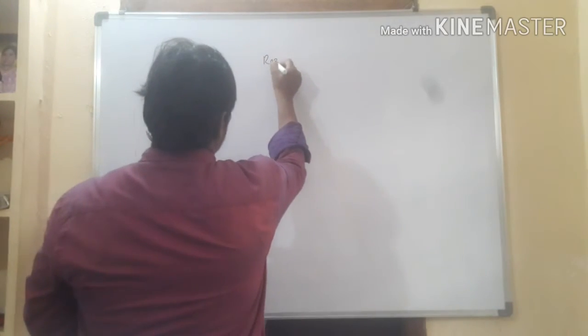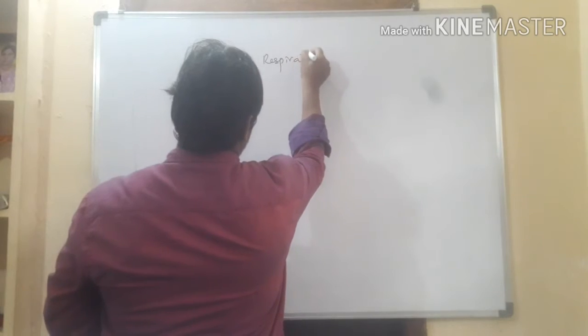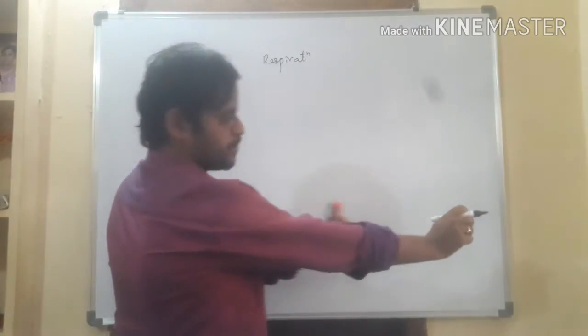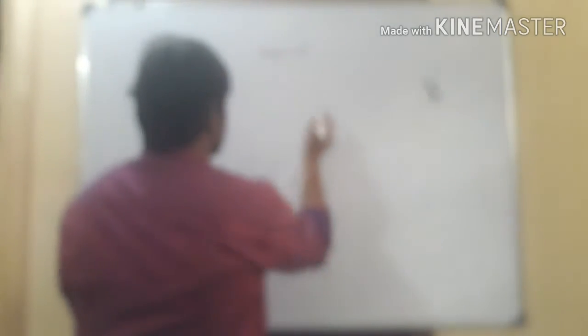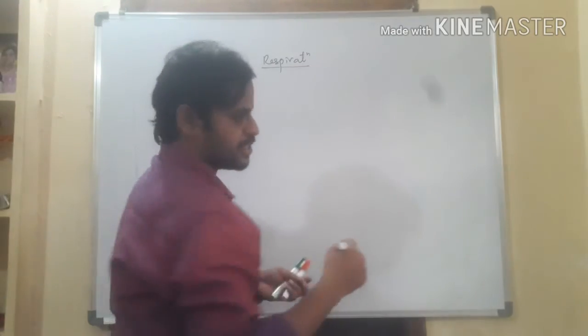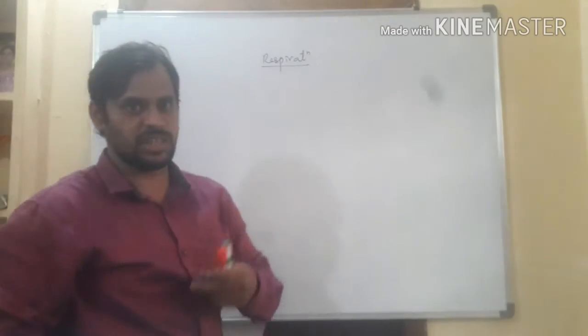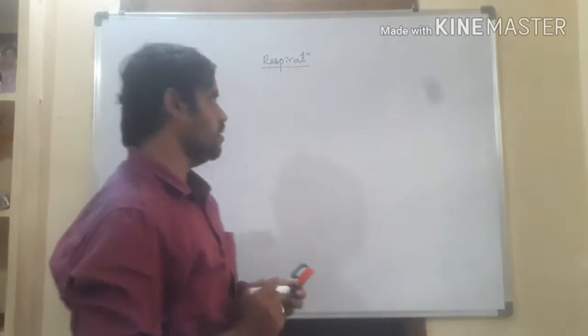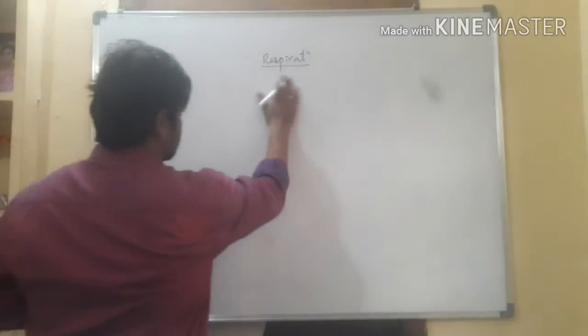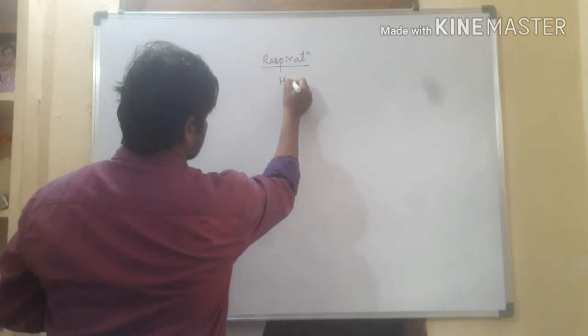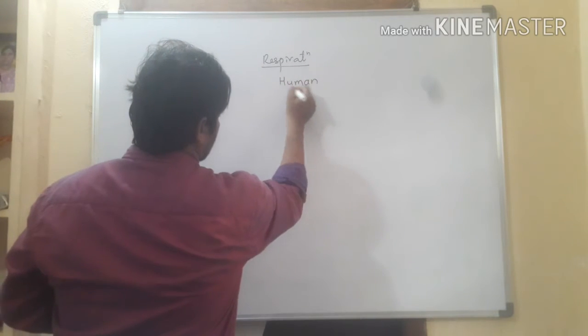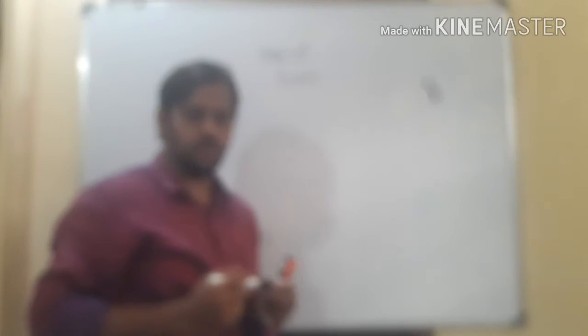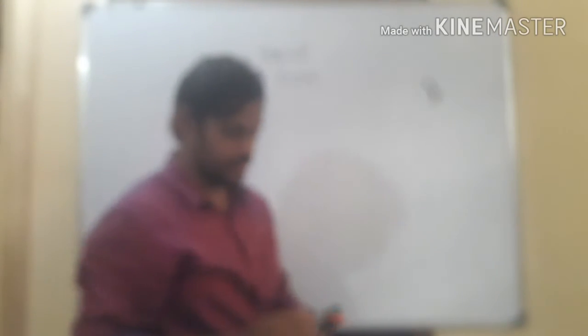Hi children, welcome back to the lesson Respiration in Organisms. In respiration in organisms, we already discussed what respiration is, the difference between respiration and breathing, and the different types of respiration, aerobic respiration and anaerobic respiration. We discussed this in the earlier class, right? Now we are going to discuss the whole process of respiration in human. In a human being, how does respiration take place?